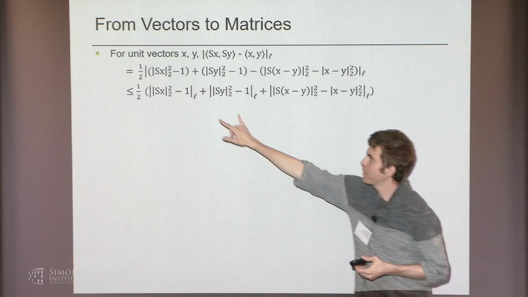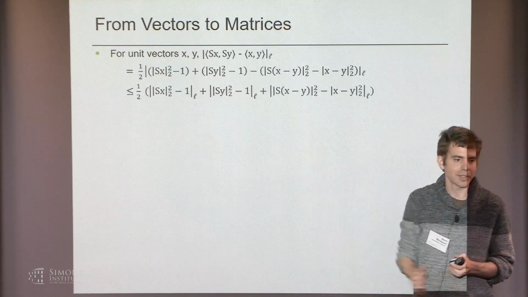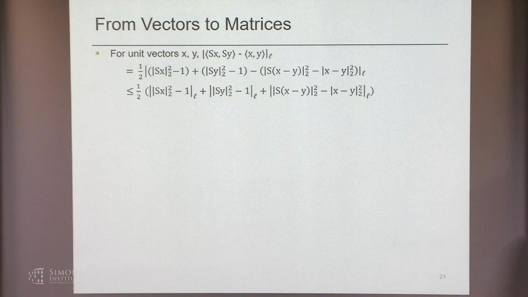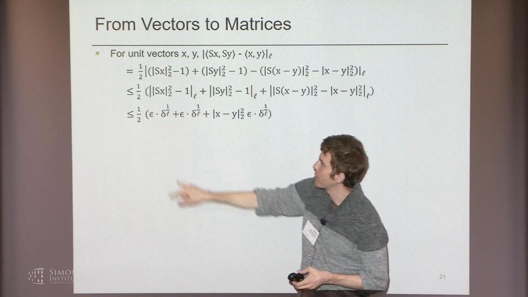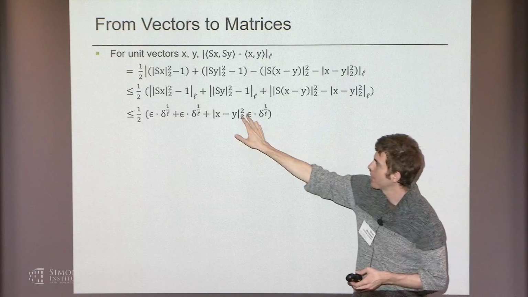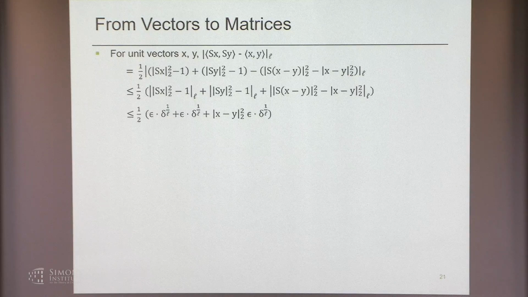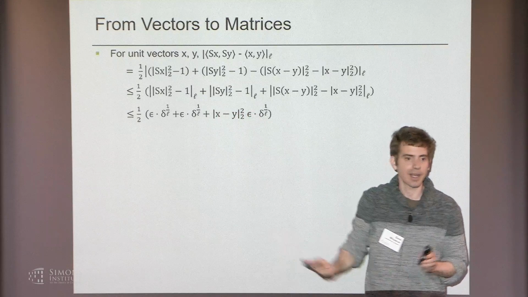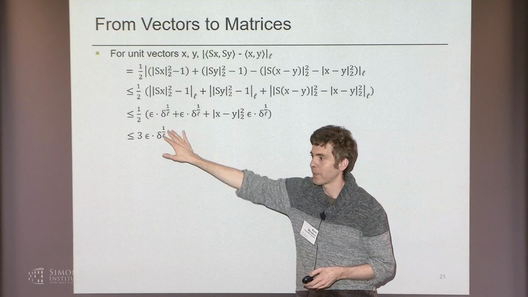It tells us how to bound each one of these terms, right? x is a unit vector, y is a unit vector. x minus y is not a unit vector, but I can just factor out the norm of x minus y. So just directly applying the JL moment property, I get that this L norm is at most epsilon times delta to the 1 over L. And the last thing, it's at most the norm of x minus y squared times epsilon times delta to the 1 over L. Now the norm of x minus y squared is at most 4, since x and y are unit vectors.